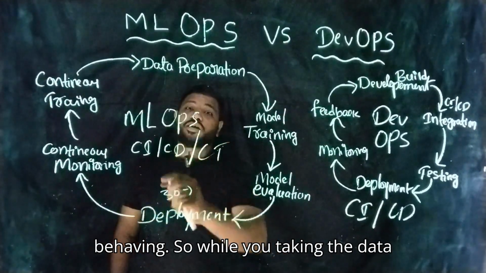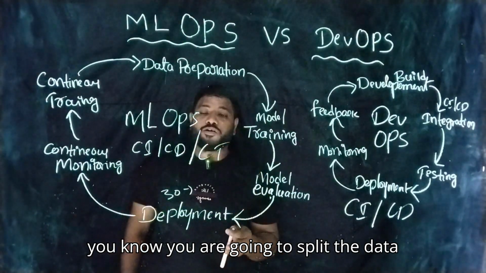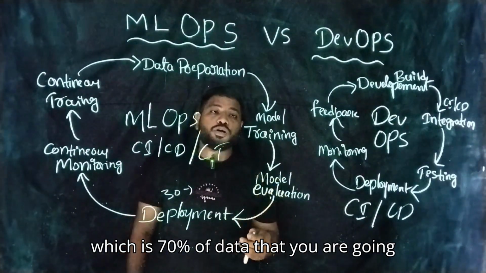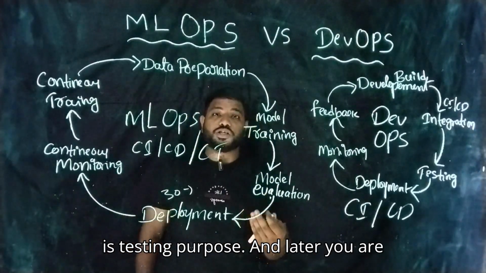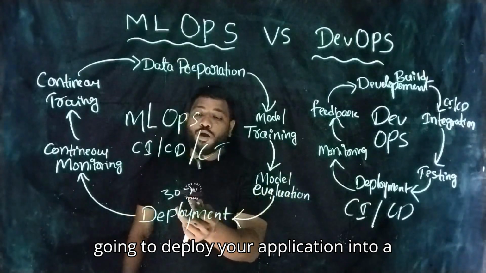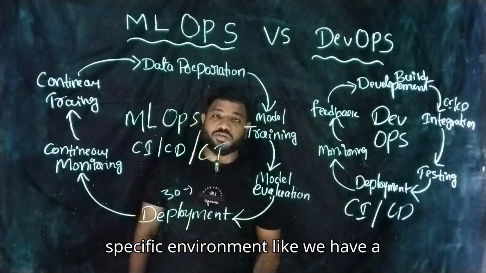So while you're taking the data, you are going to split the data: 70% of the data that you are going to use for training, and 30% of the data that you are going to use for evaluation, which is for testing purposes. And later you're going to deploy your application into a specific environment.